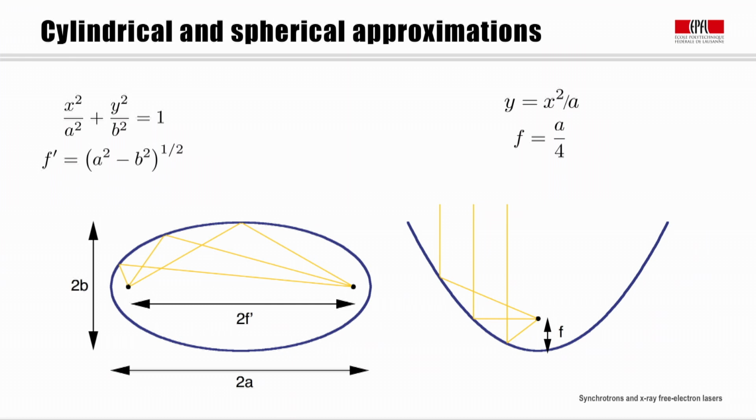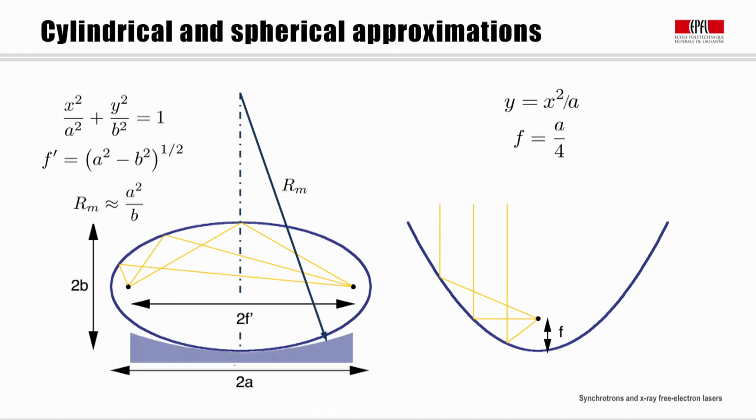It can be shown, for example, that a cylindrical surface with a radius r_m equal to a squared upon b has only a very marginal deviation from the elliptical surface at the symmetrical reflection point, which was shown in red in the last slide. Similarly, a circle with radius 2f closely approximates the profile of a parabola of the form x squared upon a at its apex.